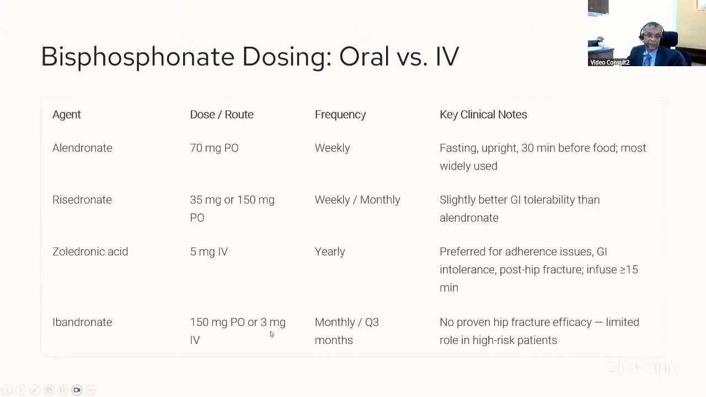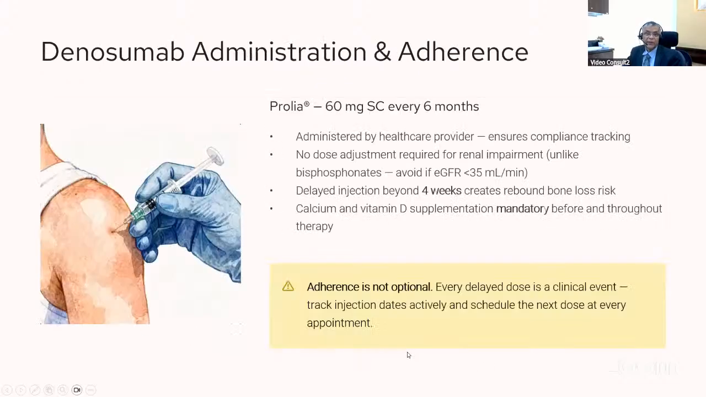Ibandronate is 150 milligrams orally monthly, or 3 milligrams IV every 3 months. No proven hip fracture risk reduction, limited role in high-risk patients. How do you give denosumab? Administered by a healthcare provider, ensures compliance, no dose adjustment required for renal involvement.